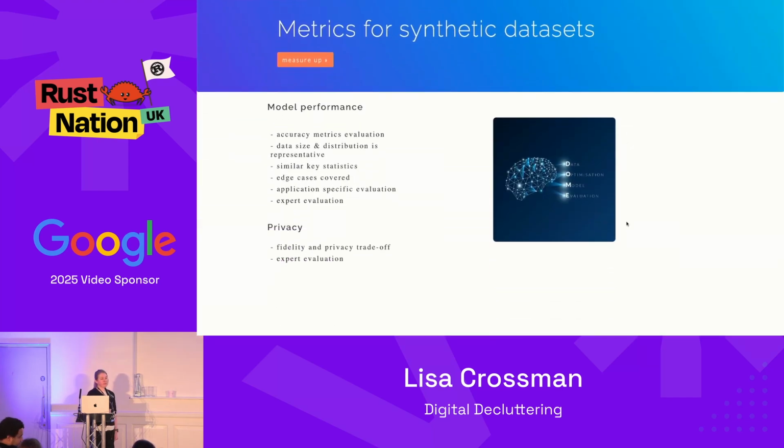So we definitely need metrics for synthetic data sets, and we need to be measuring the accuracy. We really need to know if the data size and the distribution is going to be representative. They have to have similar key statistics. We need to cover all our edge cases. We're probably going to need some type of application-specific evaluation, and maybe also an expert evaluation. And we've got to consider the fidelity and privacy trade-off, and we might need a privacy expert as well, especially for human data.